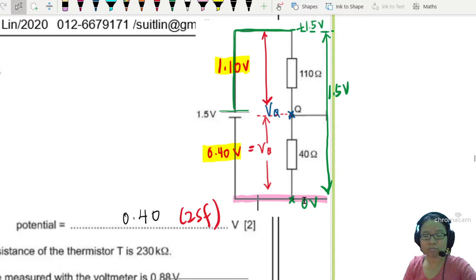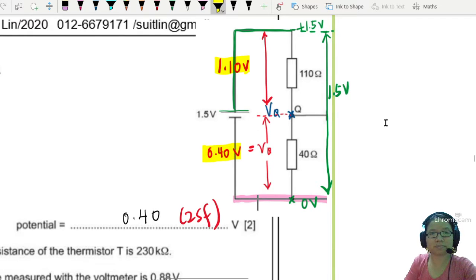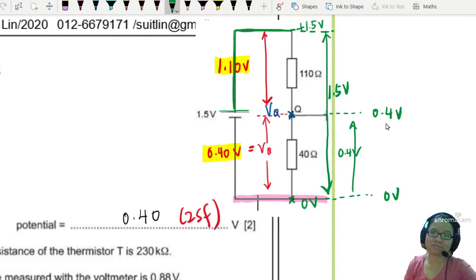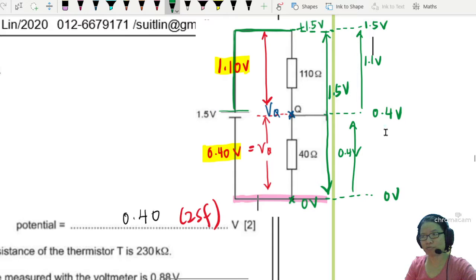Second thing here is, it's like climbing up steps. You start from 0, you climb 0.4, you become 0.4. Here is 0 volt. Here is 0.4 volt, because the difference from here to here is 0.4. And you climb up here again. This is 1.1 volt. So 0.4 plus 1.1 is 1.5 volt.